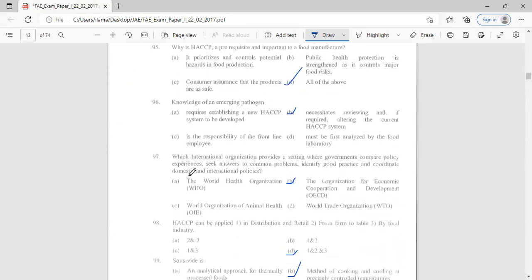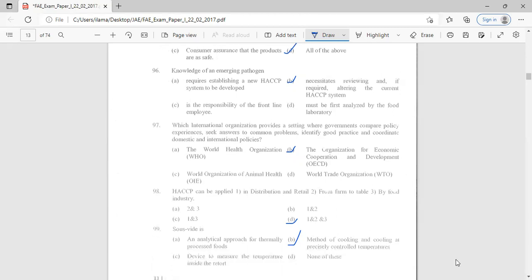Next one, which international organization provides a setting where governments compare policy experiences, seek answers to common problems, identify good practices, and coordinate domestic and international policies? The Organization for Economic Cooperation and Development, OECD. Next one, HACCP can be applied in distribution and retail, and from farm to fork or farm to table, by the local and food industries. Next, sous vide means a method of cooking and then cooling at a precisely controlled temperature.